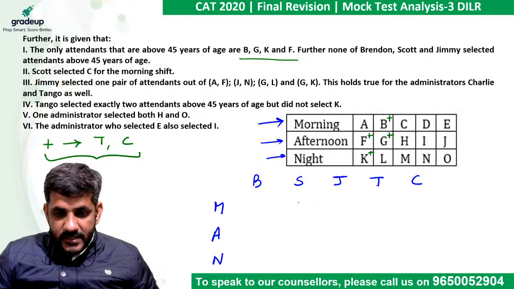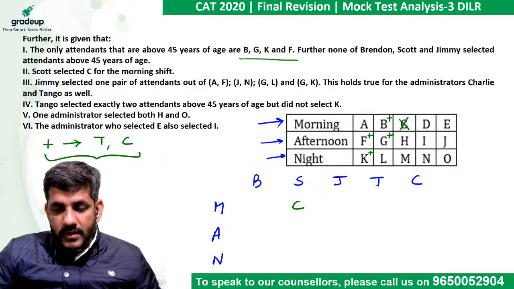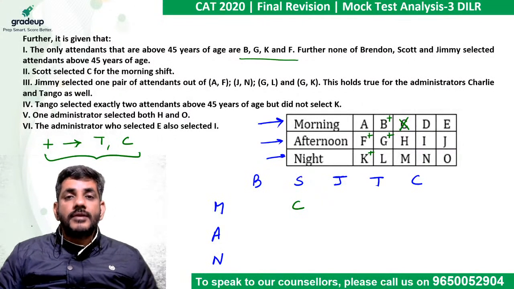So Scott selected C for the morning. So I have written C over here. So C has been used. Let's cross it, we have used this from here.